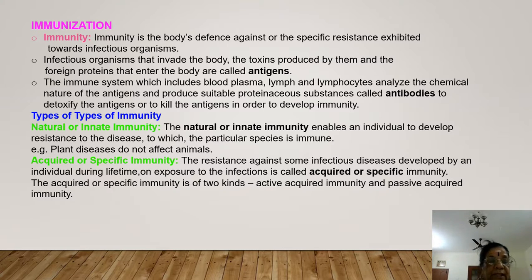Right? Now the types of immunity: natural or innate immunity and acquired or specific immunity. Actually, by birth, some of us have an immune system that is strong. So that is natural or innate immunity. The natural or innate immunity enables the individual to develop resistance to disease to which the particular species is immune.